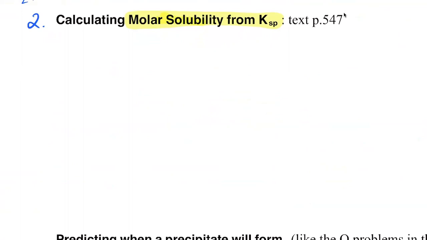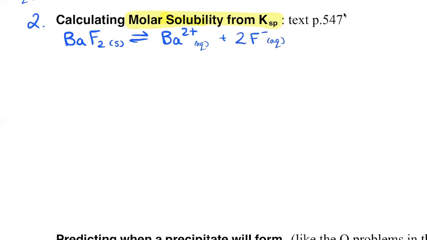So for this reaction, we're going to look at barium fluoride. So our reaction here is BaF2 solid will form barium ion, aqueous, and 2 fluoride ions when it dissociates in water. Okay, the KSP for this reaction or this dissolution is 1.7 times 10 to the negative 6.